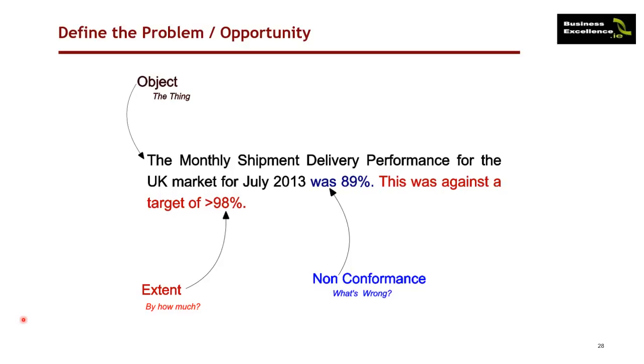If any one of those items was missing, it wouldn't clearly define a problem statement. If we just left it as the monthly shipment performance was 89%, full stop, then we wouldn't actually know whether that's good or bad. If we said the monthly shipment performance target was 98%, and we didn't know what our current performance was, again, that doesn't actually tell us the true story.